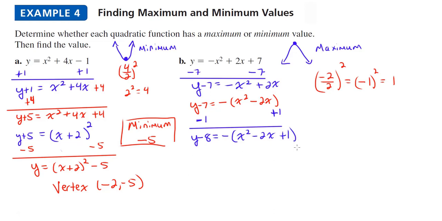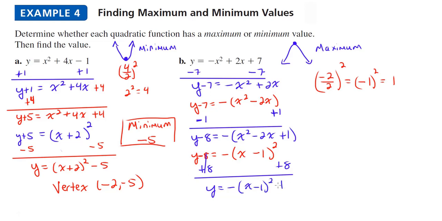And now we can factor this. So this is going to be, this negative stays here, right? X squared comes from x, and 1 came from negative 1 squared. So x minus 1 squared. And we have to get rid of this negative 8, move it back over to the other side. So we're going to add 8 to both sides. And this gives us our equation. Y equals negative times x minus 1 squared plus 8.